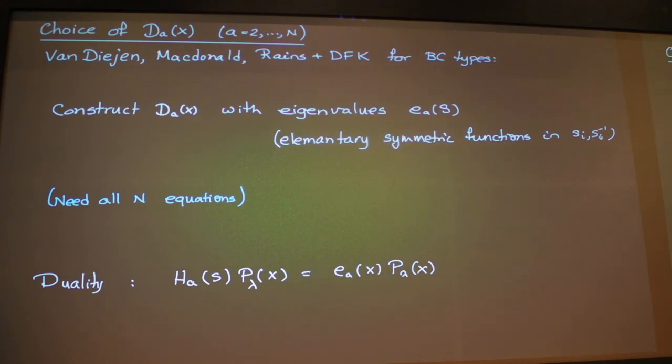So yeah, this is about the choice of commuting difference operators. I construct these Ds using the constructions of Noumi, Macdonald, and Rains, such that their eigenvalues are the relevant elementary symmetric functions in S and S inverse. I need to do this before I take any limits, and I need all n of them. And then by duality, multiplying by the elementary symmetric function gives me some q-difference operator H_A of S.